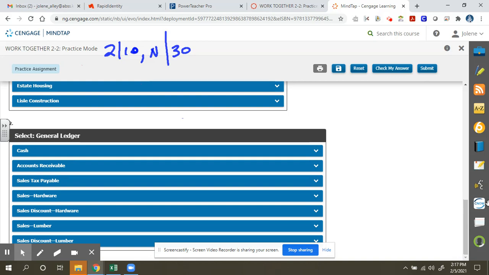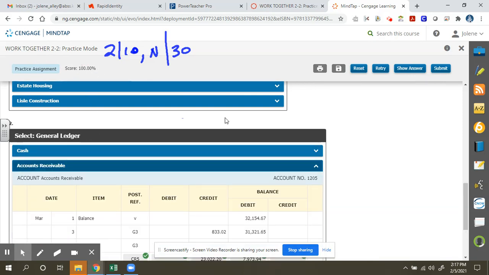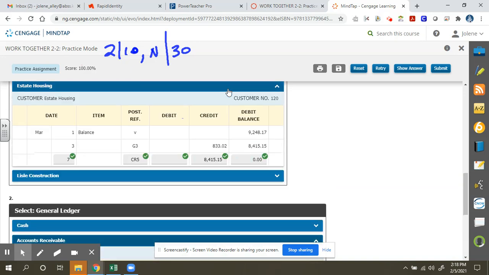You can go down here to the bottom. Well, up here at the top, you can click check my answer. Up here, it tells me 100%. But if I look at each one of them, I'm going to see green checks all the way through. Now I can submit. Now, at this point, if you had any red X's, you could do right here, retry, and it would let you go back in there and fix those where the red X's are.